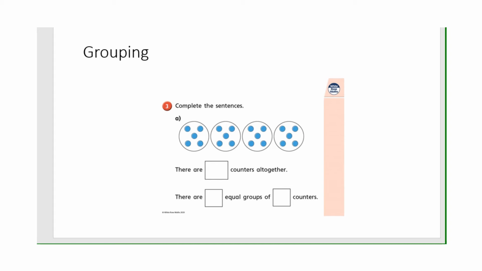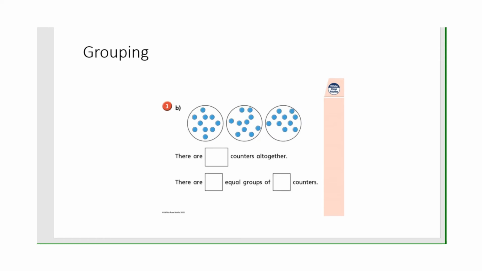Now then, they've already put them into groups. Groups of what? Recognise it straight away from a dice. Yeah, 5 in each group. So, how many counters altogether? Do we know what 4 5s are? If we do it straight away. If not, count. Well, I know 5 and 5 is 10. Another 5 and 5 is 10. So 20. But if I really didn't know that strategy, I could go 5, 10, 15, 20. So 20 counters altogether. How many equal groups? Yes, you're right. We said there are 4 equal groups of 5 counters.